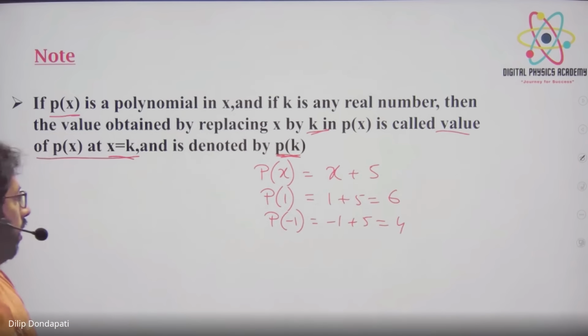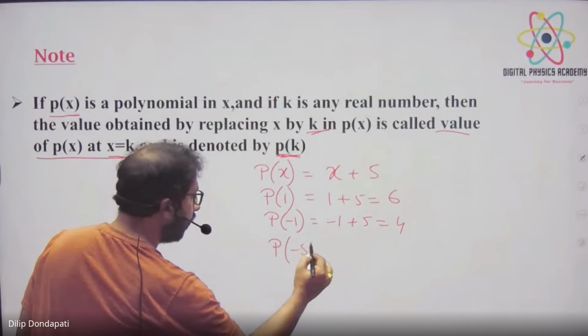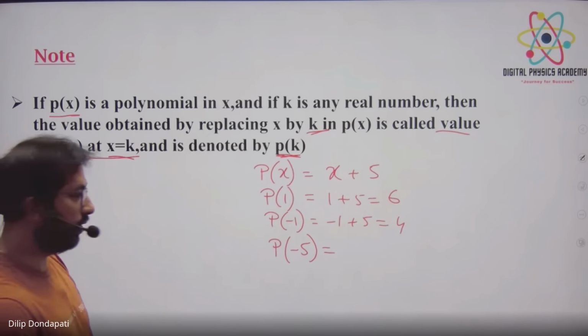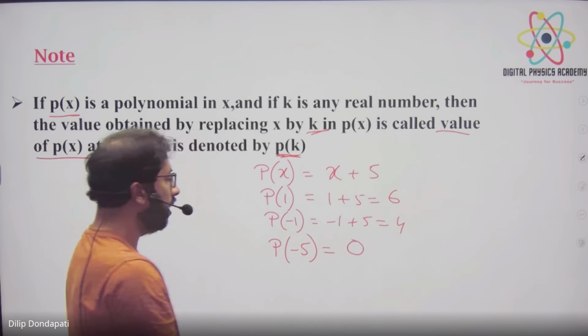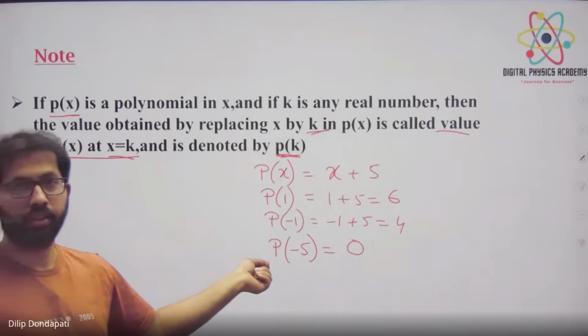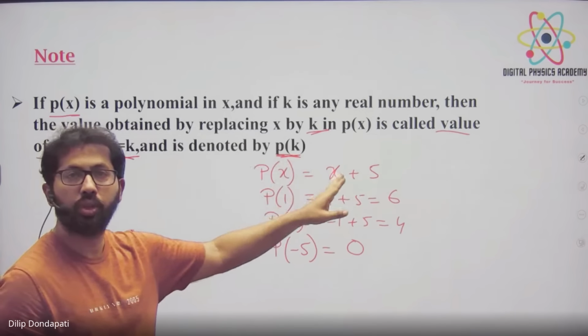Okay. Now if I substitute p of -5, tell me what will it be? 0. That means the value of x at which the polynomial is becoming 0, that value is called what? Zero of the polynomial, which we studied in 9th class, right? Same thing. How to find the zero of the polynomial? Simply equate to 0.